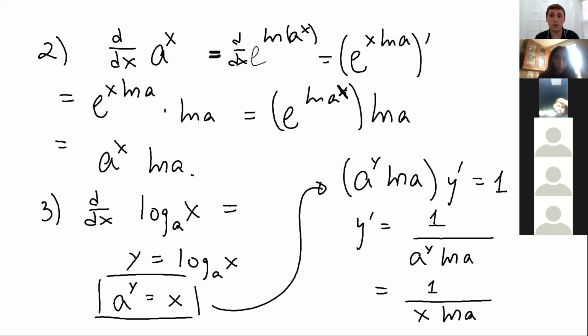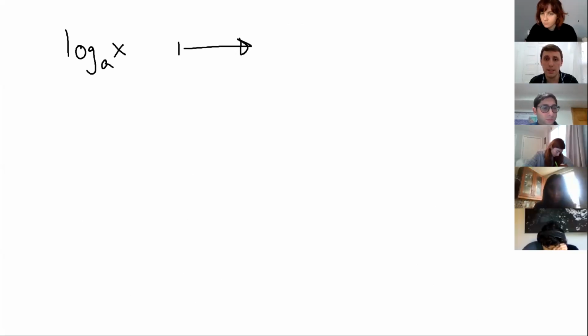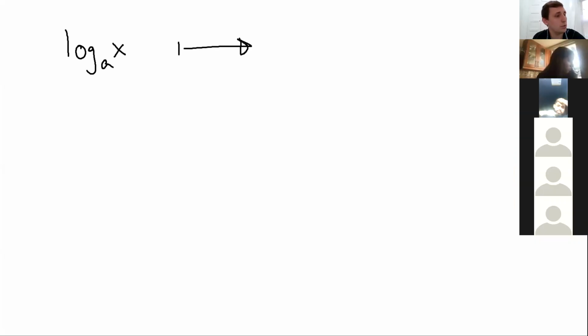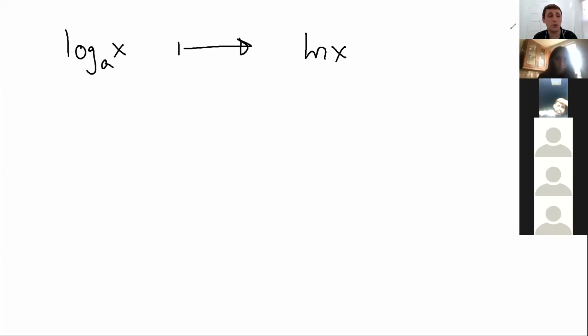Now, another way to think about it is as follows. I can think of it in terms of wishful thinking. So I have log base a of x, and I would have preferred to deal with which logarithm? I would have preferred to deal with logarithm base e, natural logarithm. So I would have preferred to write it as ln x. I know the derivative of ln x, and that will be 1 over x, right? So what is the relationship? How can I write one logarithm in terms of another?